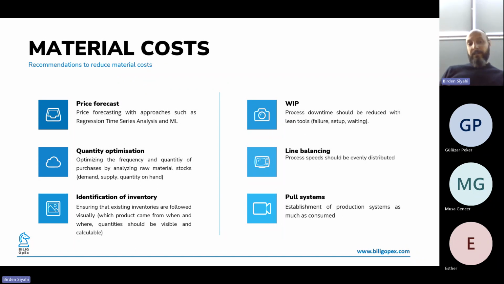Third one, identification of inventory. Actually, it's the first fundamental thing you need to do. We need to tag or identify every inventory inside the production facility, from raw material to WIPs to finished goods as well. We need to be able to define in 3 seconds where my inventory is and how much of that inventory I have right now. So that's an important fundamental thing to do.